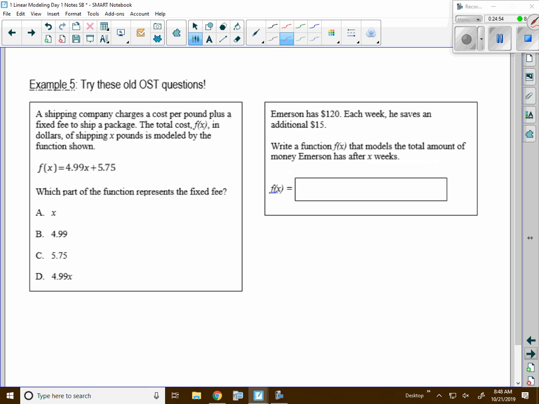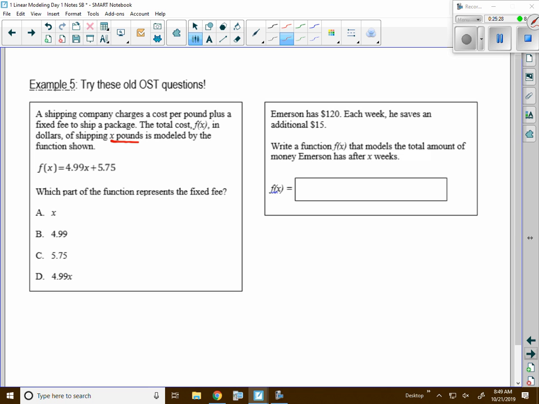All right, we're gonna go ahead and do a couple OST, and I'm gonna let you practice. These are both released questions. These were on the OST the last few years. A shipping company charges a cost per pound plus a fixed fee to ship a package. The total cost in dollars of shipping x pounds. Okay, this is important. They are telling you that x is the number of pounds, is modeled by the function y equals 4.99x plus 5.75.